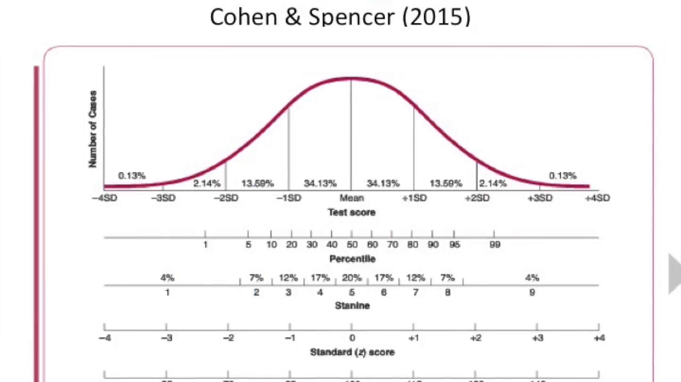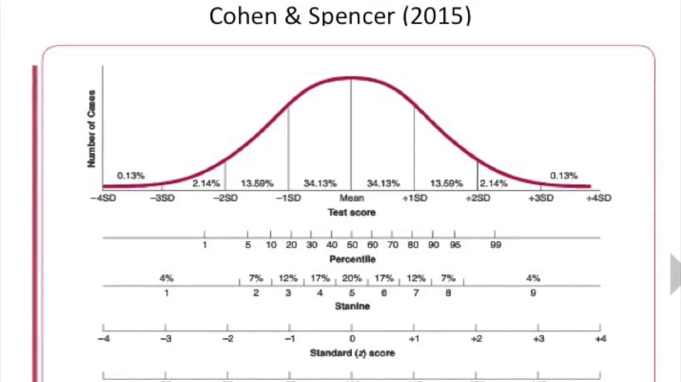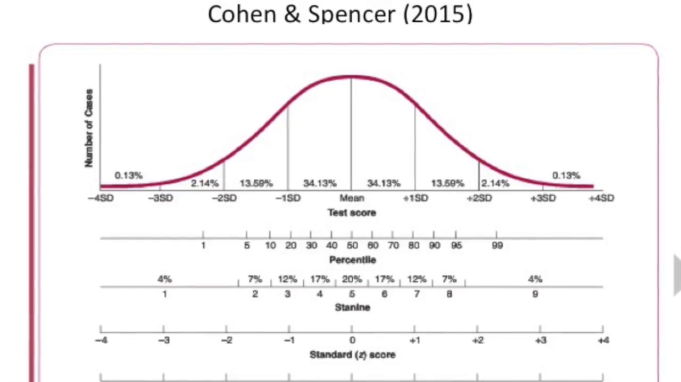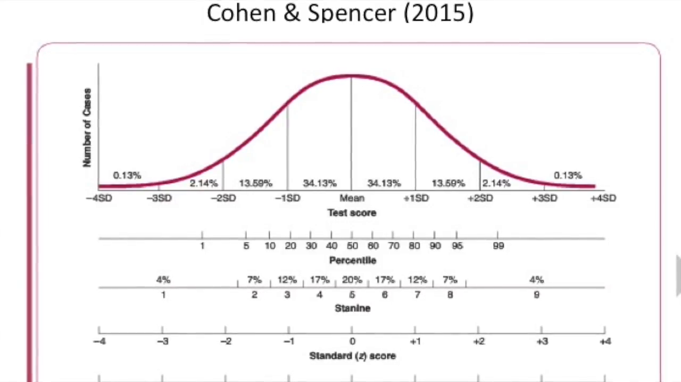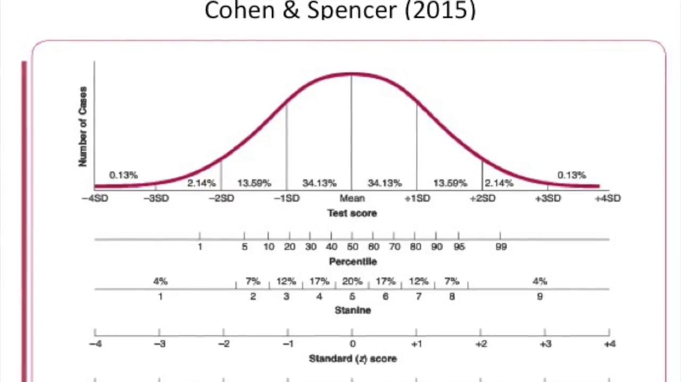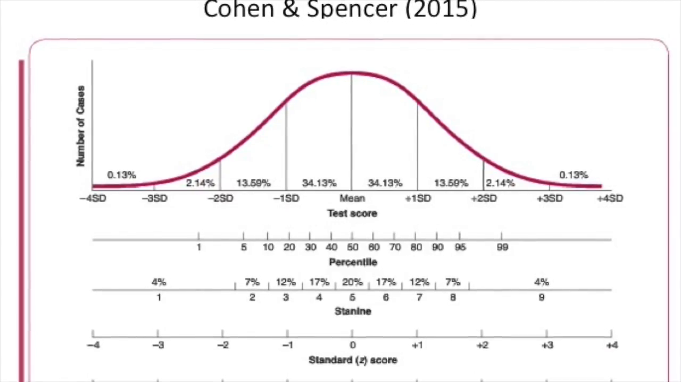A raw score for a test is not descriptive, which is why we convert raw scores into derived scores. In this example from Cohen and Spencer, you can see how norm reference testing enables us to make interpretations about student performance based on derived scores.